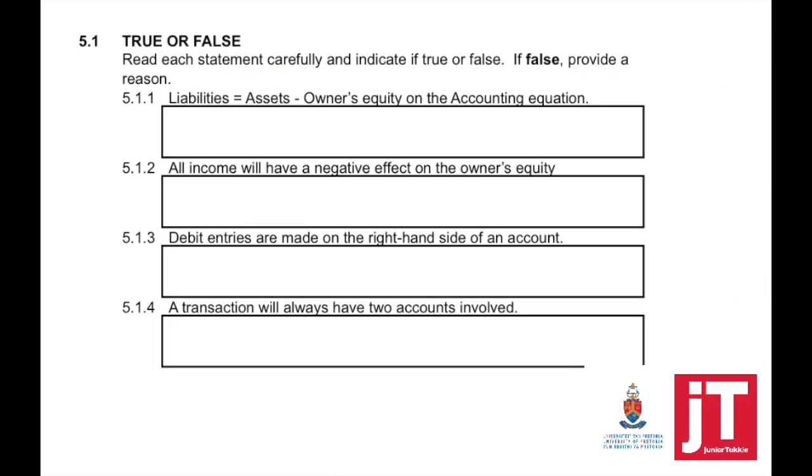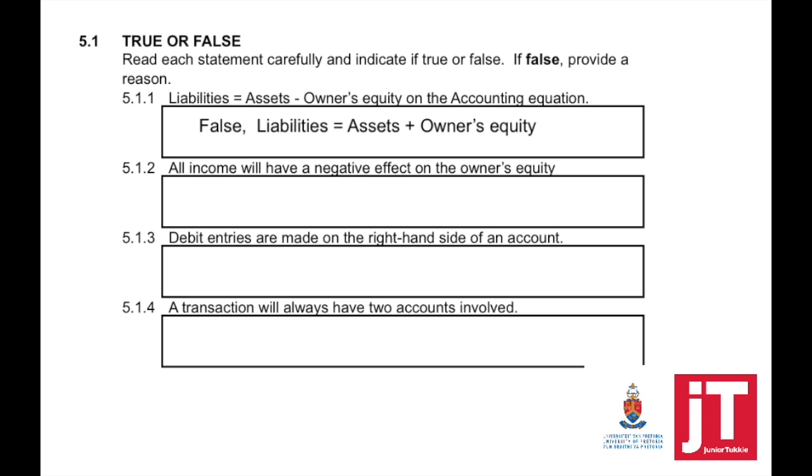True or false? Read each statement carefully and indicate if true or false. If false, provide a reason. So you need to provide a reason to make the statement true. Liabilities equals assets minus owner's equity on the accounting equation. This is false. Liabilities equals assets plus owner's equity.